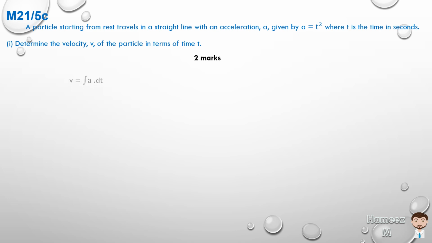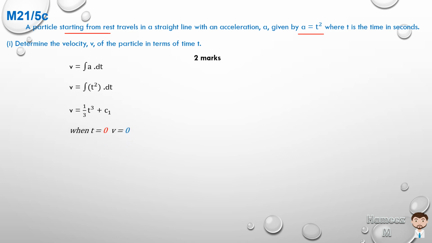So we know v is equal to the integral of a dt, a formula which is given in the formula sheet. And since a is given above as t squared, we can substitute. So v is equal to the integral of t squared dt, which is 1/3 t cubed plus c1, the constant of integration. At this point, this equation has 3 unknowns, v, t, and c1. We should be able to find c1 because we know the particle is starting from rest. So when time is 0, the velocity is 0.